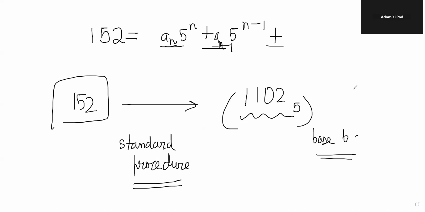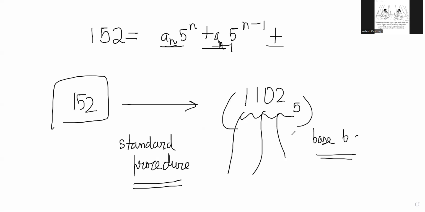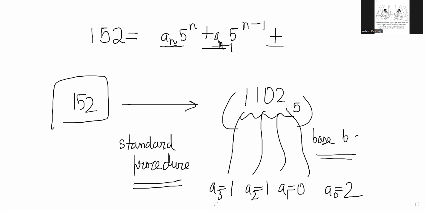And if you knew this, then directly you can read off the coefficients, right? A3 is 1, A2 is 1, A1 is 0, A0 is 2. Correct?